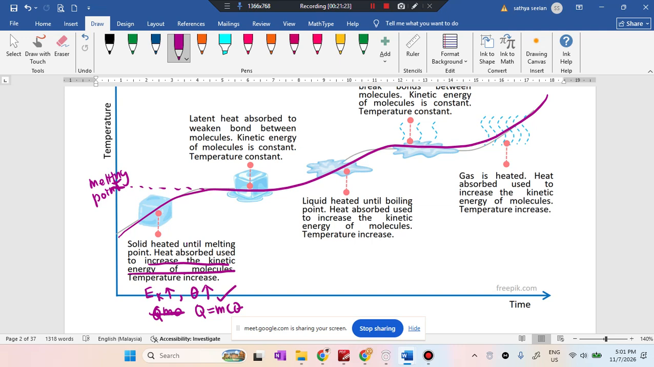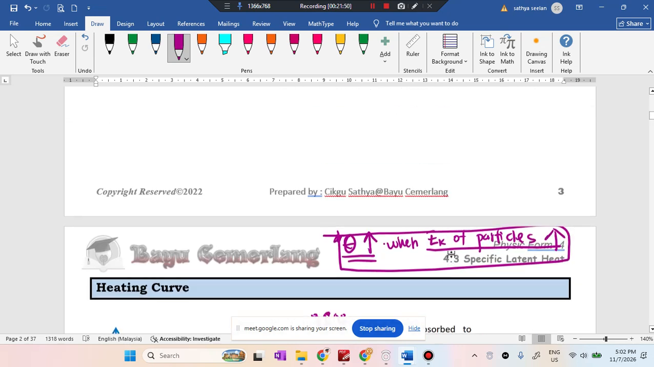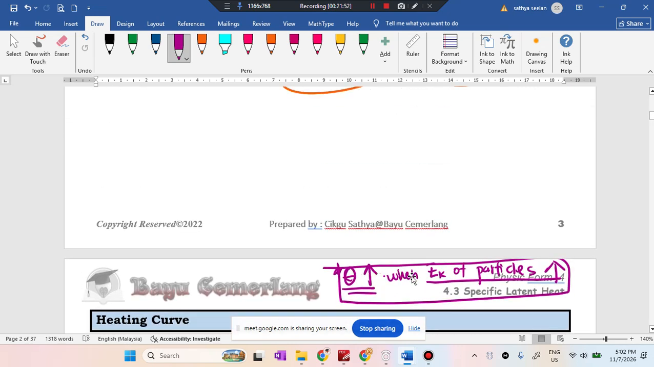Faham? You panaskan. The heat energy absorbed by what? By the particles, right? Particles tu example molecules lah. Okay, so heat energy is absorbed. So when you absorb the heat energy, what happens to the kinetic energy? The particle will move faster, correct or not? Moving faster is kinetic energy lah. Betul tak? So kinetic energy increase. Kalau kinetic energy increase, remember the golden rule? Temperature meningkat when your kinetic energy of the particle increases.